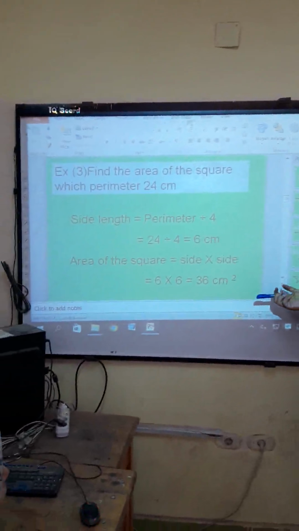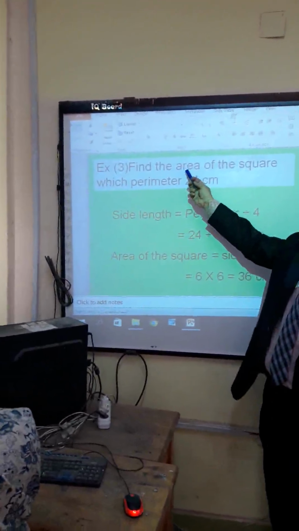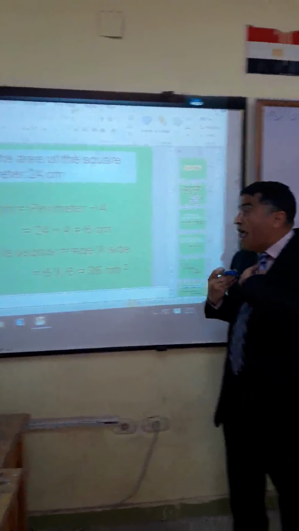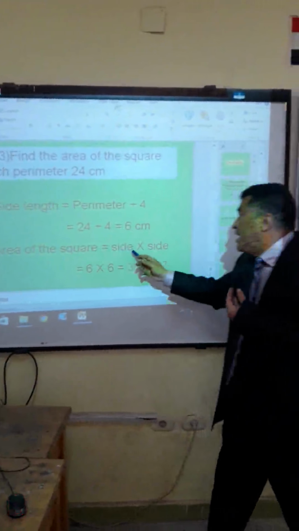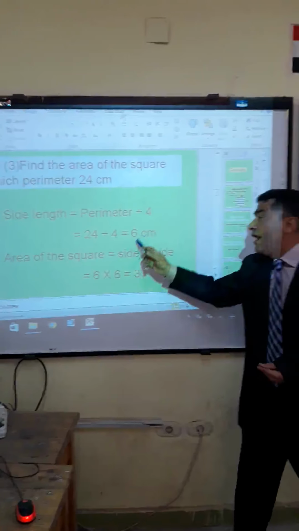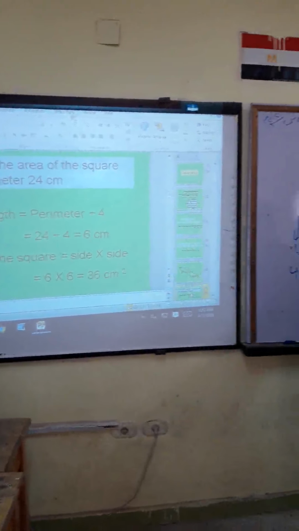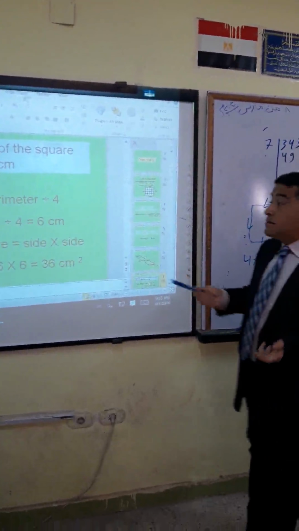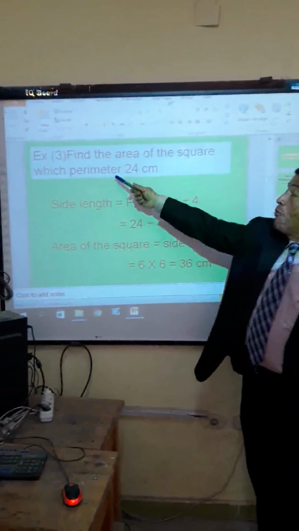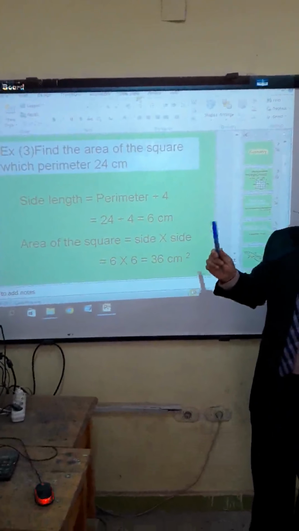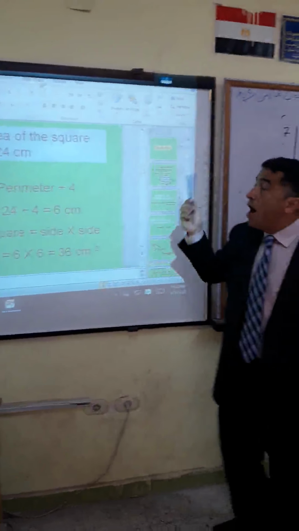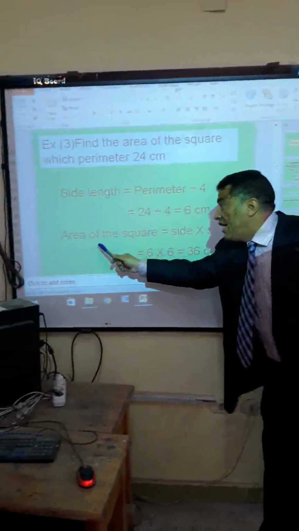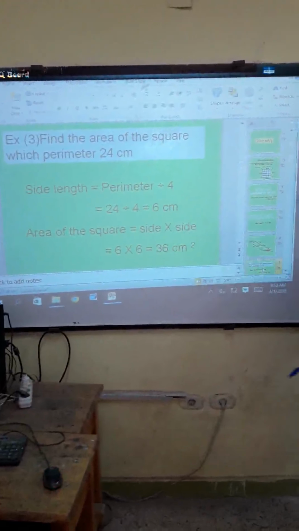But he required area. I find side length and I have a rule, area of the square equals side times side. Then area of square, 6 times 6 equals 36 centimeter square. I can't find area from perimeter directly, but firstly I find side length, perimeter divided by 4, then area rule equals side times side. Next.